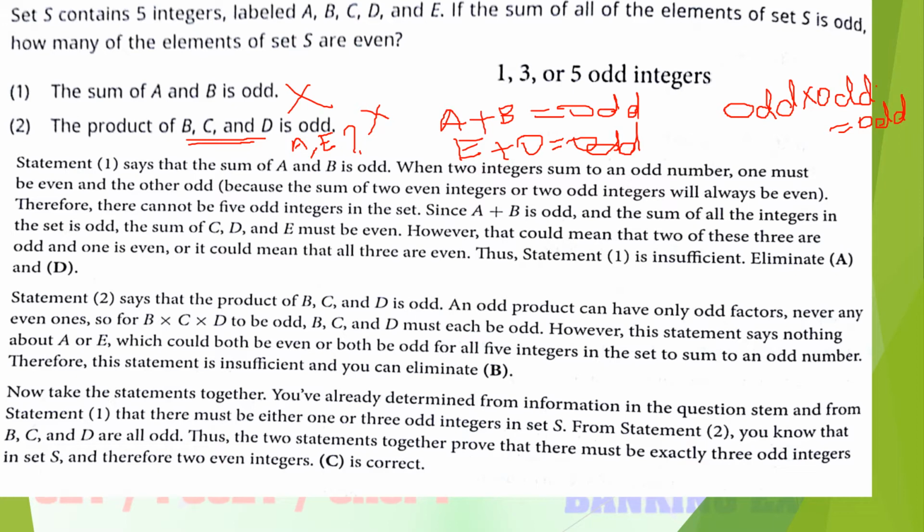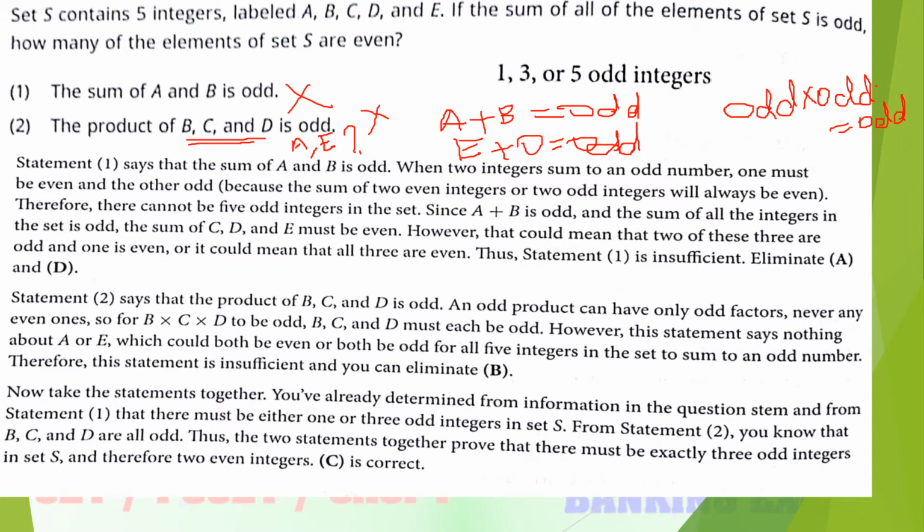So club together these two pieces of information. From the first statement you can tell that of A and B, one is odd and one is even, then only you will get the answer odd. Second statement: B, C, D, three numbers are odd. So consider B is odd from the first statement. The second statement already gives B is odd, C is odd, and D is odd. So the remaining two are even.